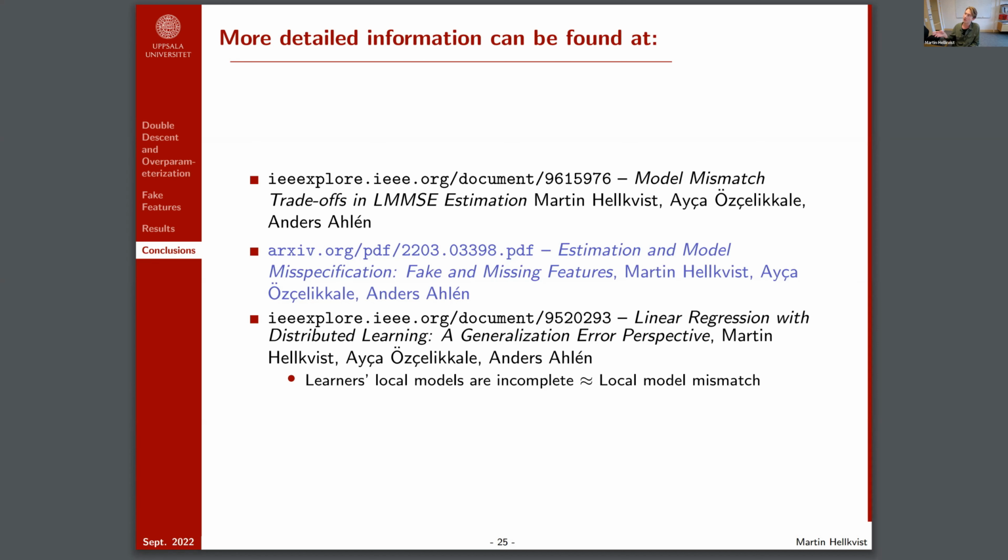Because there are a lot of results as well on distribution mismatch. Like what if I assume the wrong type of distribution on my data? That should have some interplay with this concept, I think. Okay, thank you very much.